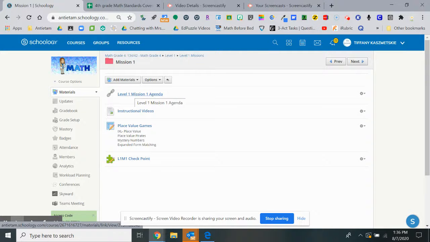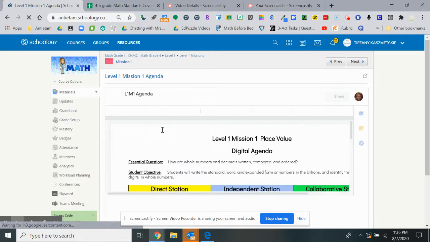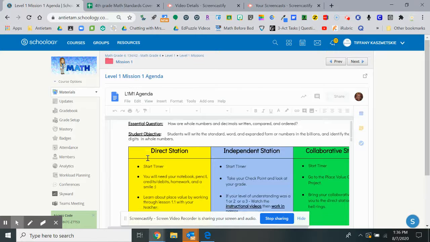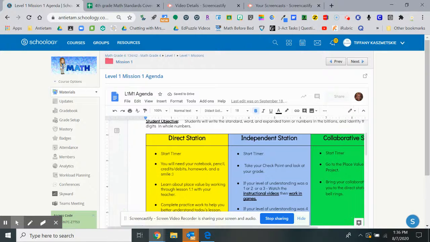So the first thing they see is the digital agenda that we used for hybrid. It has the essential question, the student objectives, and then what they're doing at each of the 3 stations.